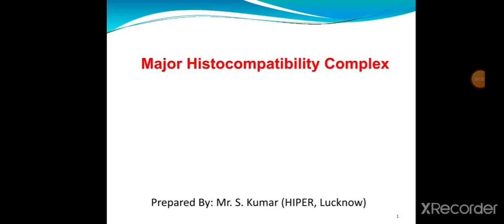Now, today I am going to start a new topic from Unit 3. The topic is part B, Structures and Function of MHC. M for major, H for histocompatible, C for complex. Okay, let's start.